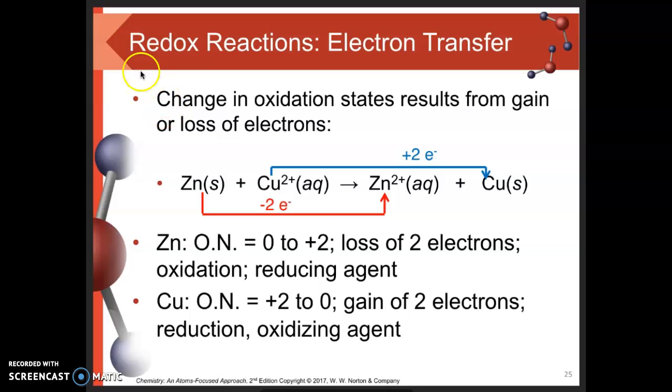Now there's two other terms in here that we need to be aware of because they are different and new. And that is the idea of a reducing agent and an oxidizing agent. So what are those things and what do they have to do with oxidation and reduction? Because it seems kind of backwards, right? An oxidation is forced by a reducing agent. A reduction is forced by an oxidizing agent. That doesn't seem to make sense. Why is that the case?